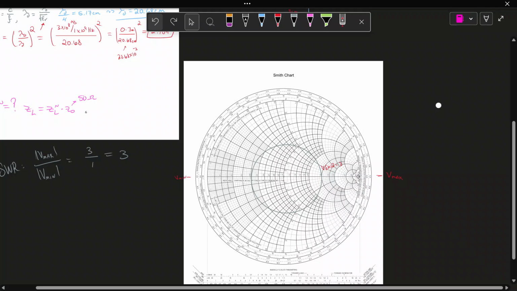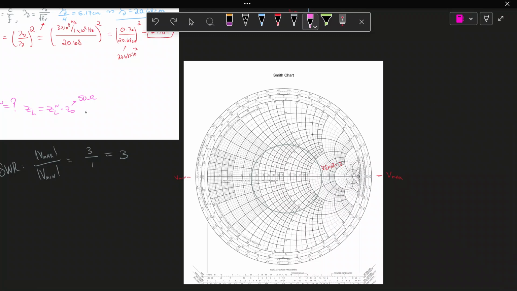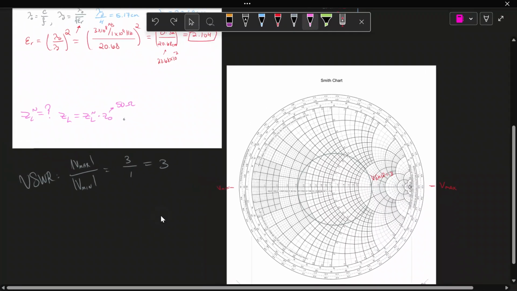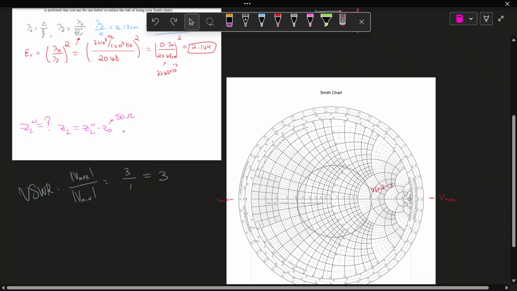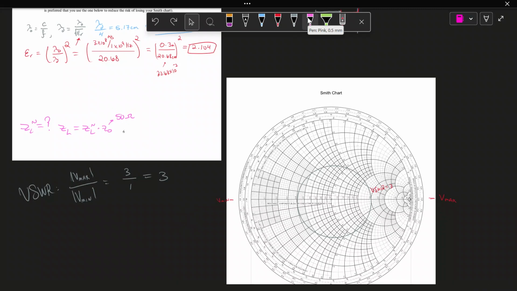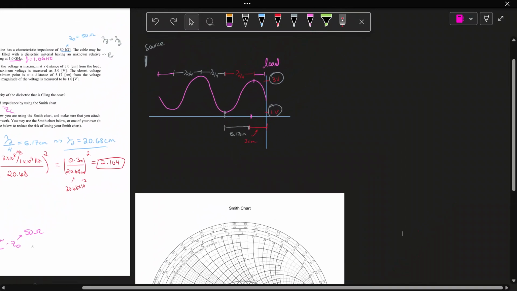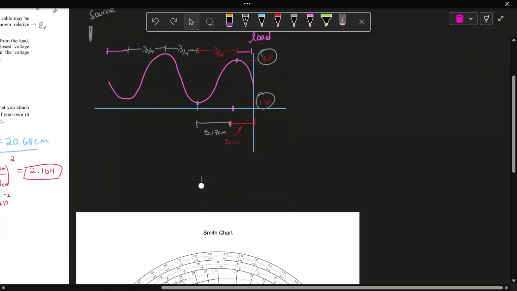We need to know this because wherever our line intersects this VSWR circle, that is our normalized load impedance. I'll show you what that means. What this means is we need to figure out the distance in wavelength from the load to either Vmin or Vmax. Now, it already tells us that it's 3 centimeters. The load is 3 centimeters from the max point. So it might be a little easier to use this.